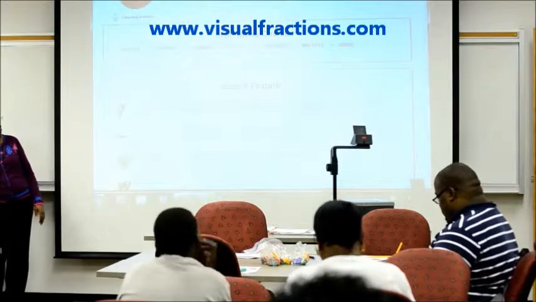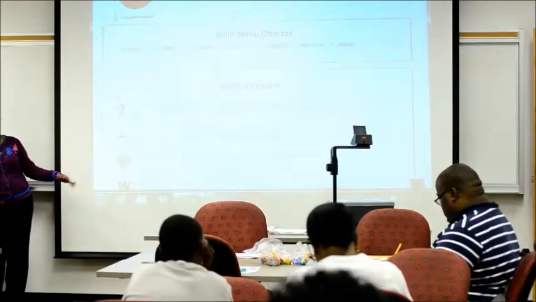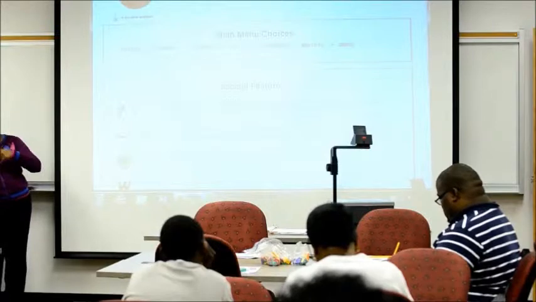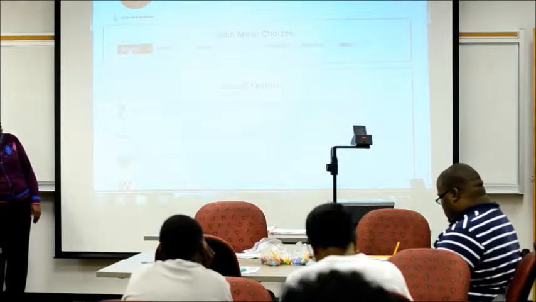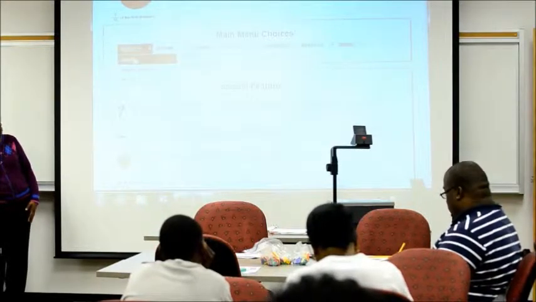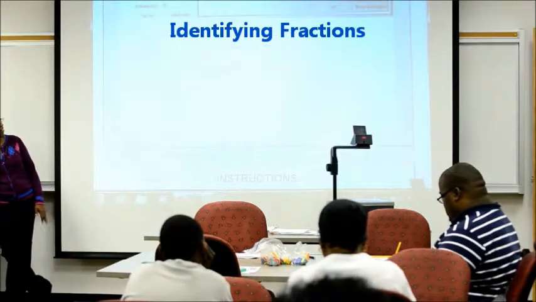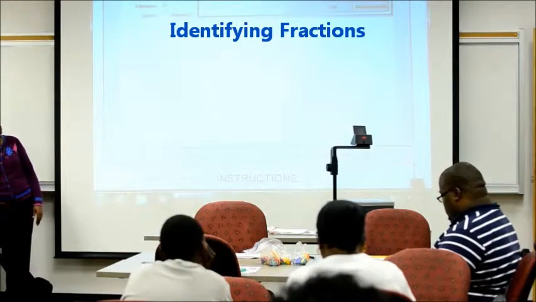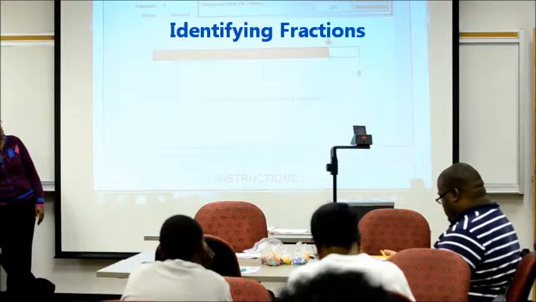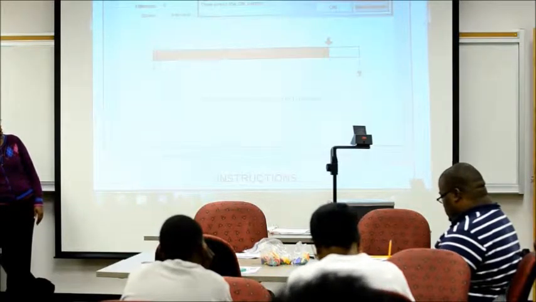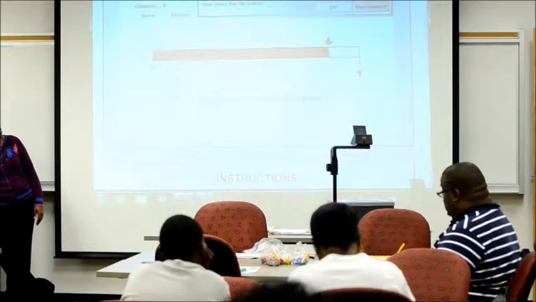I also use this in my class. It's good for 5th grade, 6th grade, 7th grade. It's even good for the younger babies. Okay? They start off with identifying fractions. You can either identify with a line or a circle. So here they are practicing identifying what part of a whole this would be.